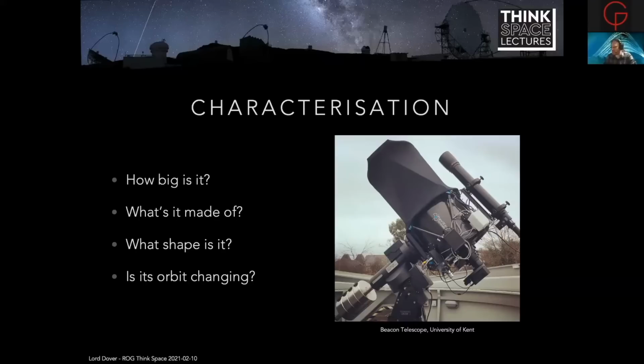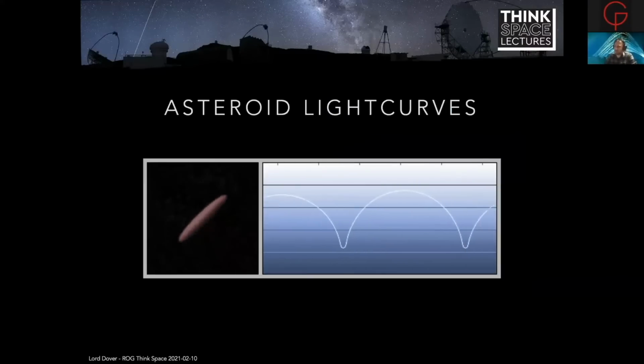And I'll explain how this happens, but it's very important because this tiny drift in an asteroid's orbit can actually make the difference between an asteroid missing the Earth or an asteroid hitting the Earth. So the very first thing that we do is take a light curve of the asteroid. And I've got a little animation here to show how these work. So what a light curve is, basically, is a graph of how bright an asteroid is over a period of time.